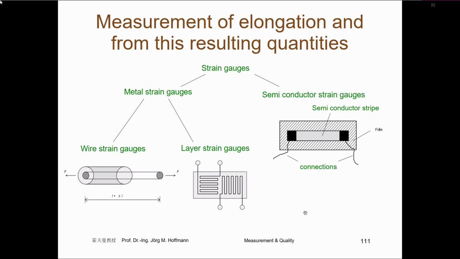You have two different kinds of strain gauges. One are metal strain gauges. And you see here, you have a wire. You extend this wire. And when you extend this wire, it will be longer and the diameter will decrease.